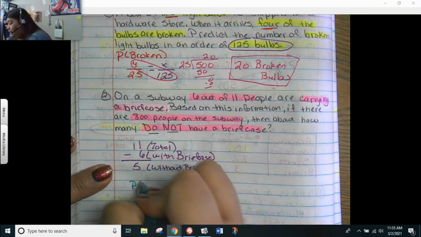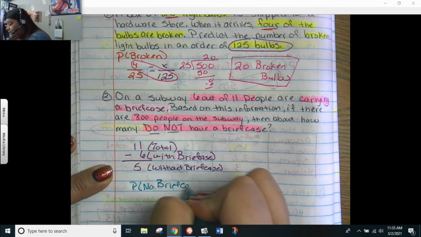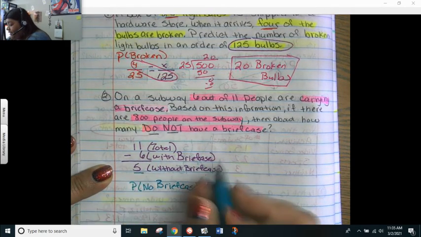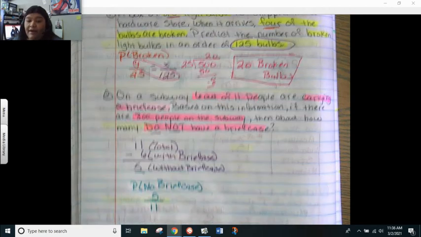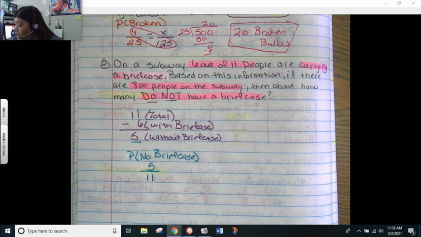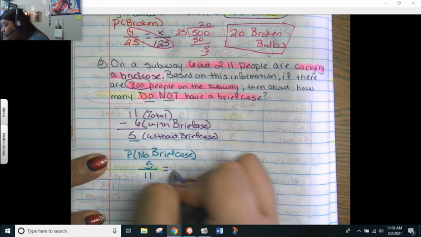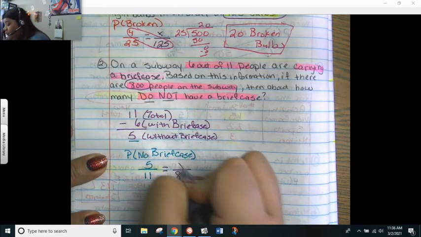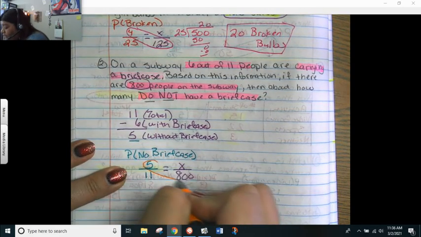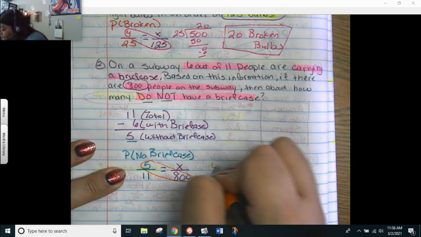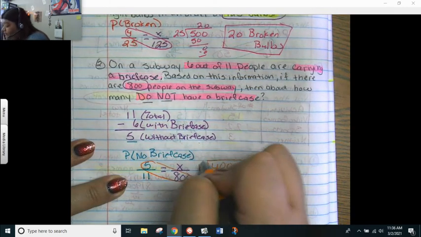So the probability of no briefcase is 5 out of 11. Okay, 5 out of 11. Then I want to take that and figure out, okay, if I have 800 people, how many can I predict will not have a briefcase? So that's the initial setup. And you would have done 5 times 800, 4,000 divided by 11.